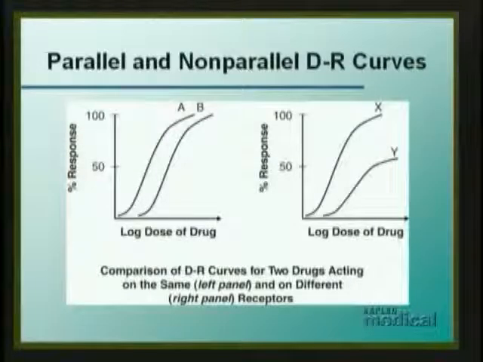Take an example. For a 50% response, you would need this much drug A. For that same 50% response, you would need this much drug B. Obviously, a larger amount than you would need of drug A. So how could we recognize our parameters here?